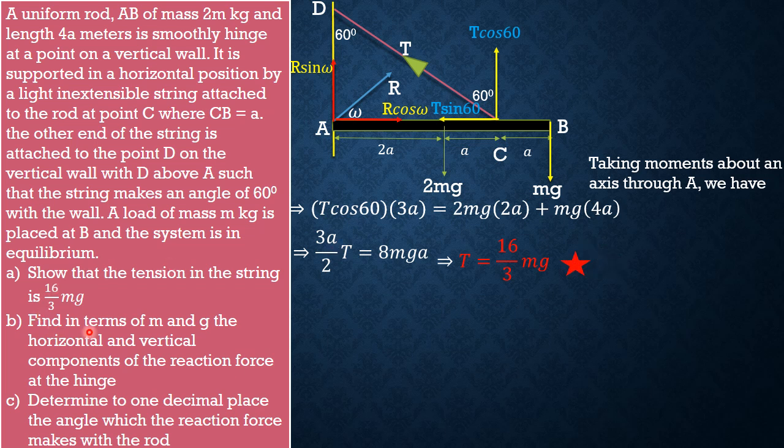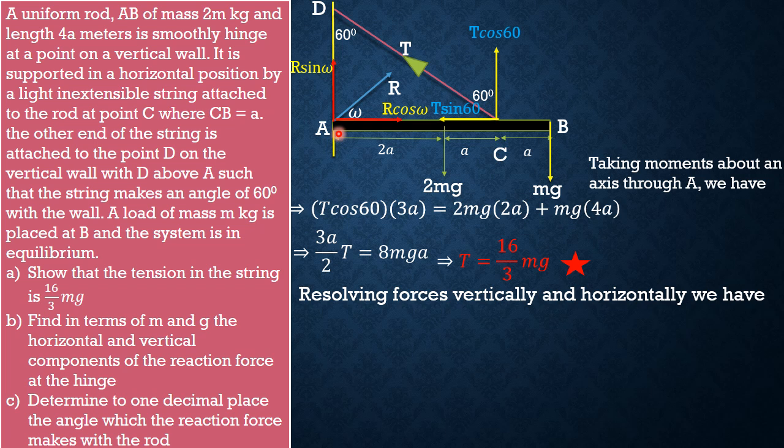Then, friends, the next part is saying that we should find, in terms of m and g, the horizontal and vertical components of the reaction force at the hinge. Alright, so they simply want us to find R cos omega and R sin omega, because these are the two components of this our reaction force. So by so doing, we are definitely going to sum up the vertical and horizontal components of our forces. We are going to resolve the forces horizontally and vertically.